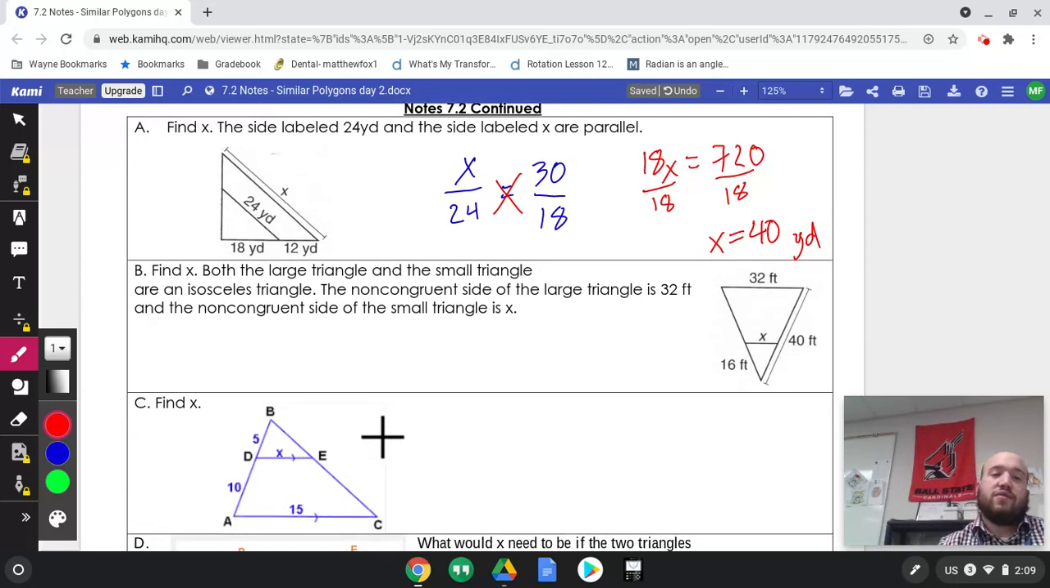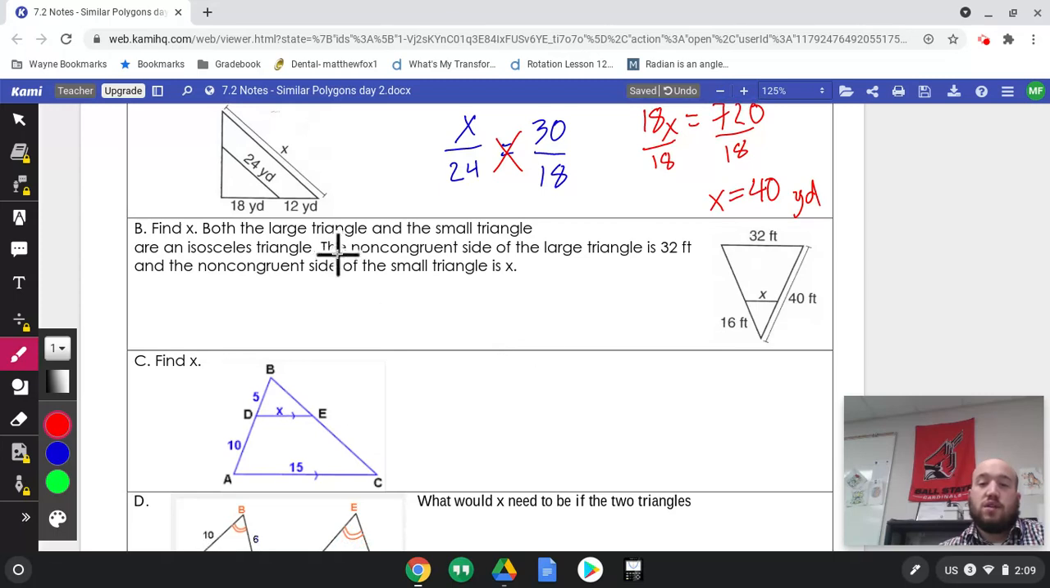This one's slightly different, but it says find x, both the large triangle and the small triangle are an isosceles triangle. So it also says the non-congruent side of the large triangle is the 32, and the non-congruent side of the small triangle is the x. Meaning, I know that this and this are the same.